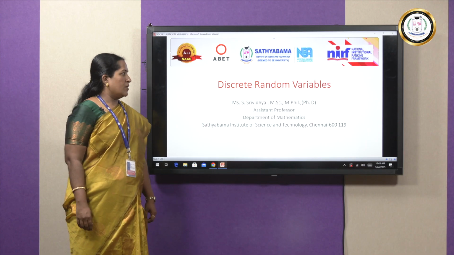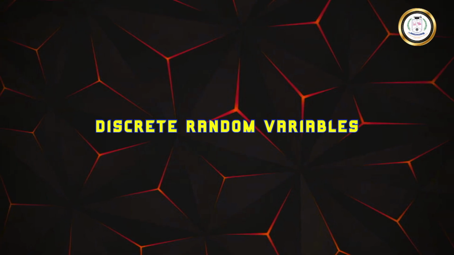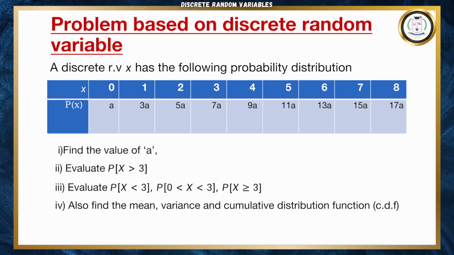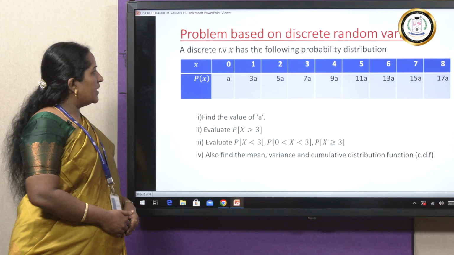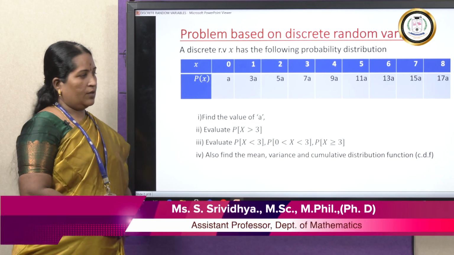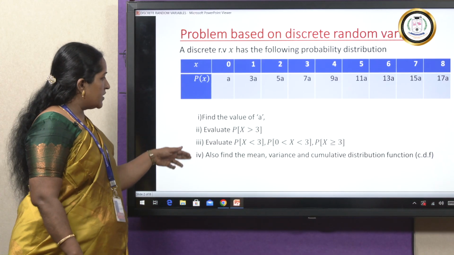Today, in this lecture, we shall see what is a discrete random variable and the problems based on discrete random variables. So let us see this as an example. A discrete random variable x has the following probability distribution. So we are given a random variable and the probability values are given. Now we shall find the answers to the questions given here.